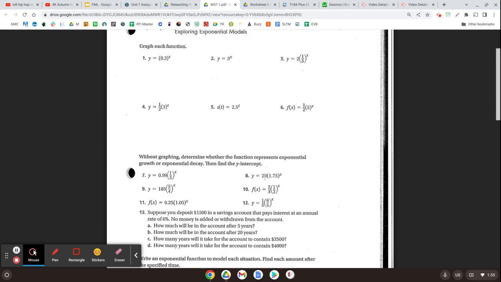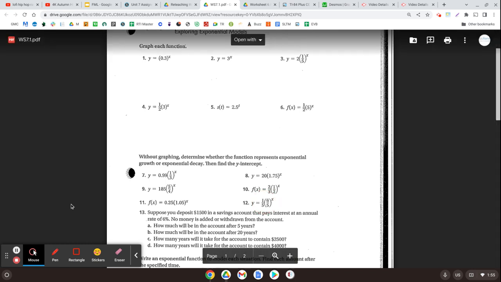Find the y-intercept. 20, 2/3, 1/5. You guys are all over this. Find me with questions. Be curious.